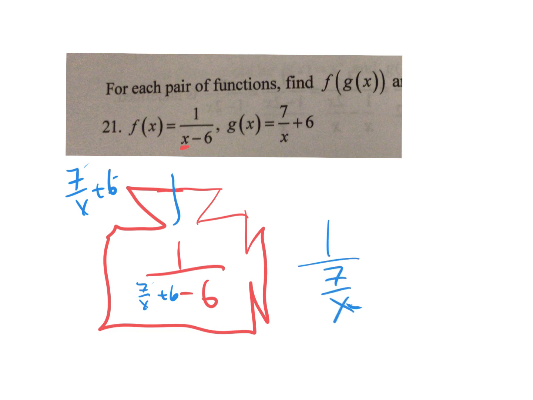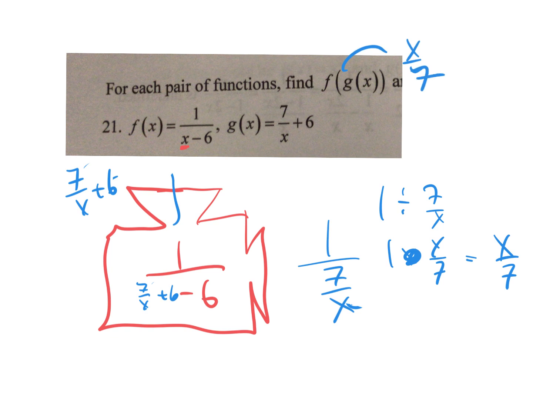And this means take the reciprocal, right? The long way, we'd think about it as 1 divided by 7 over x, which is the same as 1 times x over 7. So that's going to be x over 7. And that's what f of g of x is: x over 7.